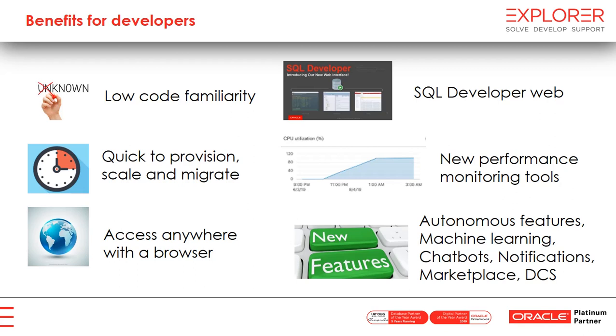The autonomous database is going to give us new ways to monitor and track performance of the instances. And there's lots of new features for us to try, such as machine learning, chatbots, notifications, and there is a marketplace as well with a host of different development services, and it can be easily connected to the development cloud service too for automated builds and deploys.